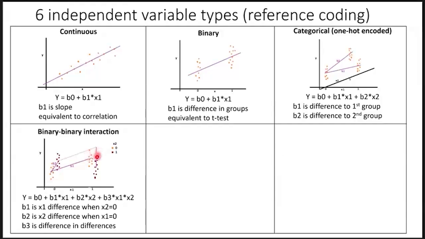And then the third coefficient is the difference in differences when you move from the reference group, which would be healthy and female here, to the group that's 1 and 1. So it would be male and depressed, okay? So with these 3 betas, we get all the effects we want, okay?